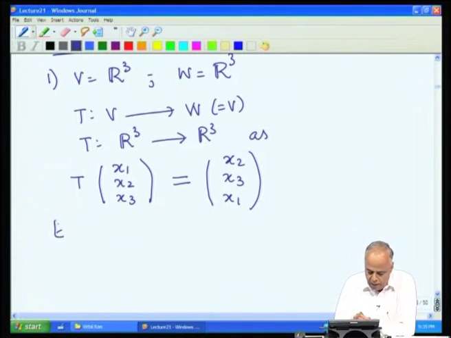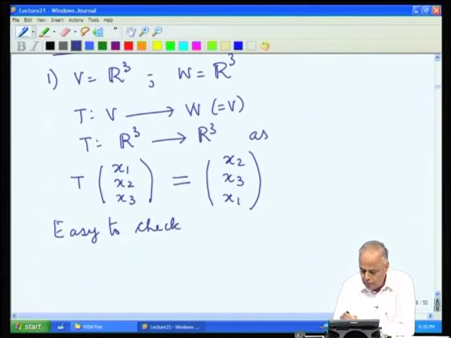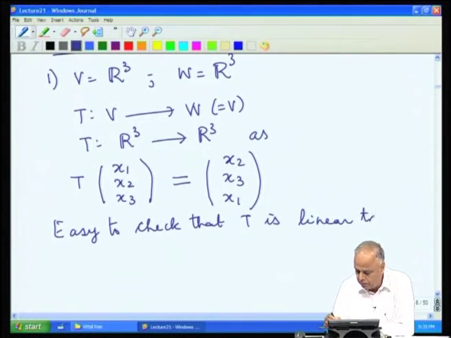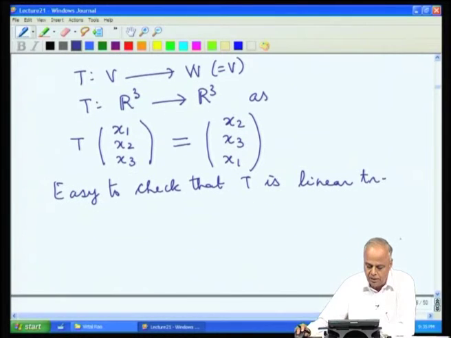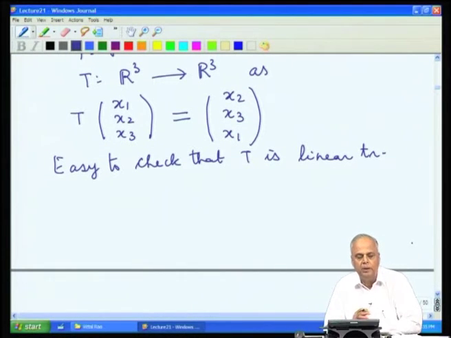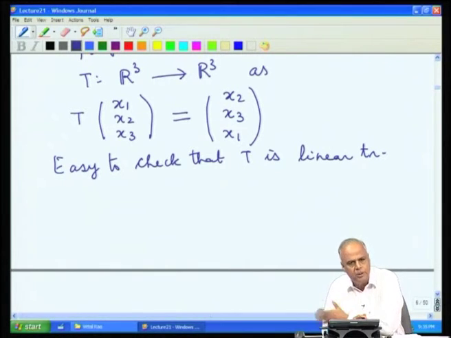Now, it is easy to check that T is a linear transformation. We have only to see that T preserves addition, that is T of x plus y is T of x plus T of y, and T preserves scalar multiplication, that is T of alpha x is alpha T x.